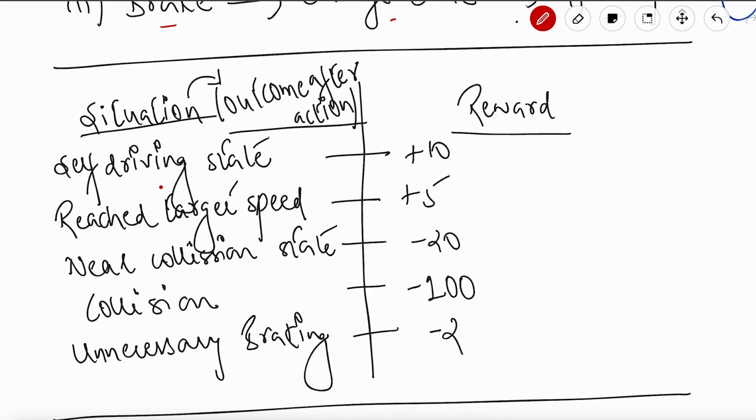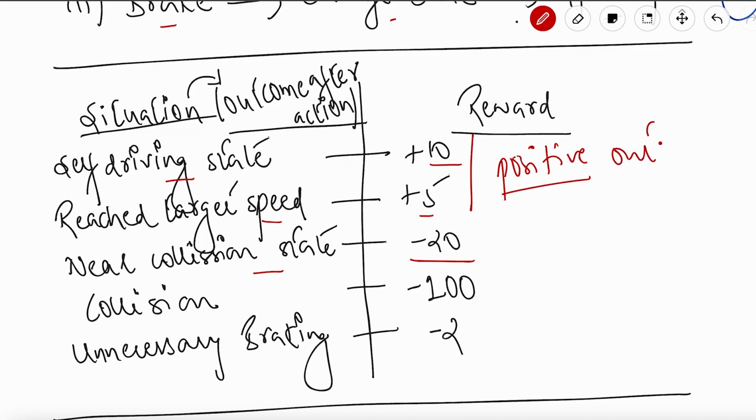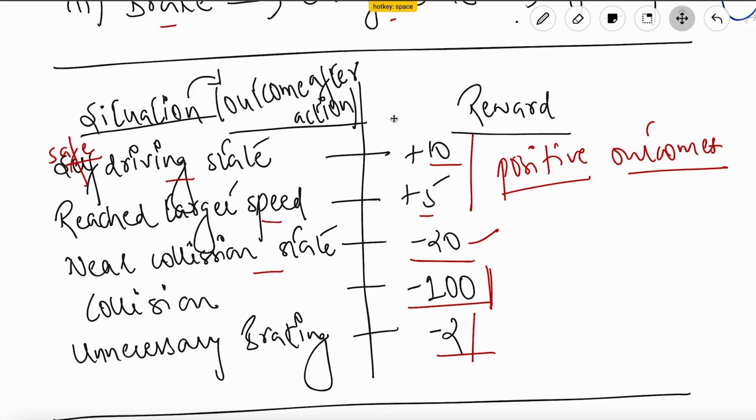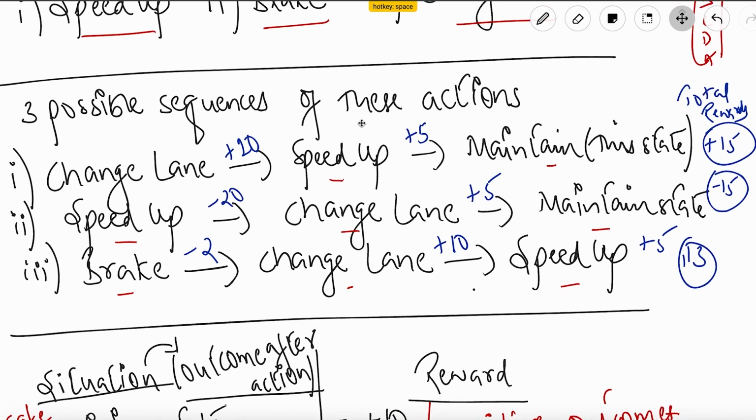Let's say the safe driving state is 10, reach target speed is 5, and the near collision state is minus 20. The first two are positive outcomes, that's why they are assigned positive numbers. It should not be self-driving, it should be safe driving state. If there is a near collision, it is minus 20. If a collision is happening, then we abort with minus 100, because ultimately two cars have collided. For unnecessary braking, we go with minus 2. Now for every sequence, change lane is assigned 10 points.